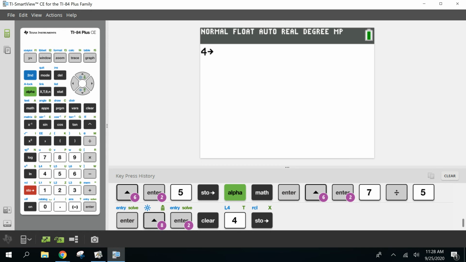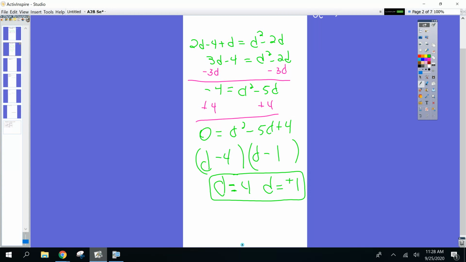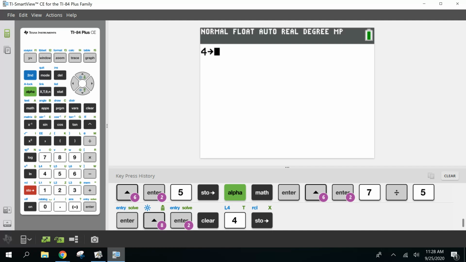Store it in for D. If you want to just leave it X, it's up to you. But if you change it to X, make sure it's X throughout the check. I'm going to keep it with D. So D is above the X to the -1 button here. So 4, store it in for D.